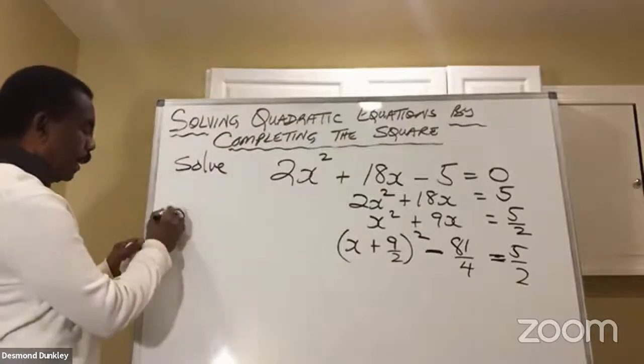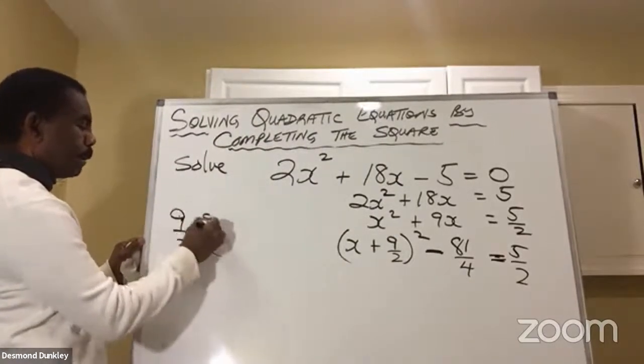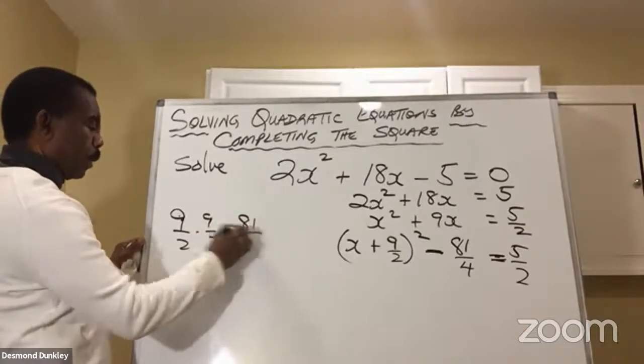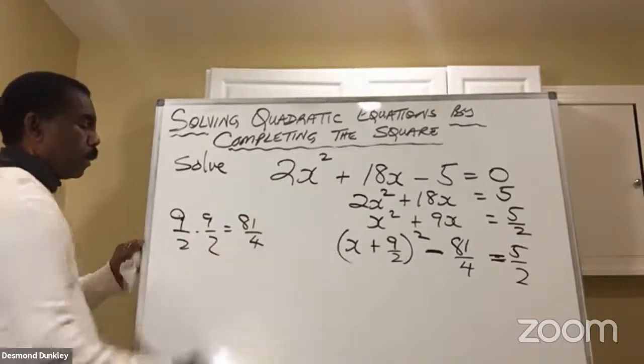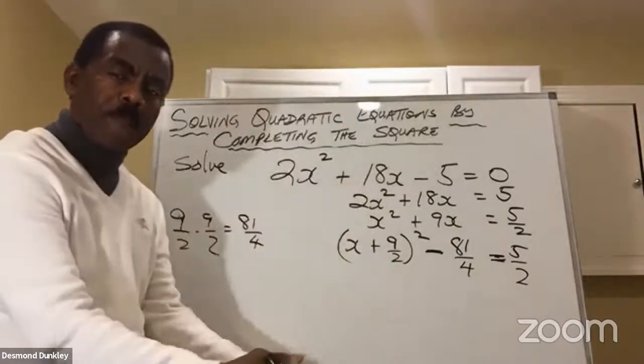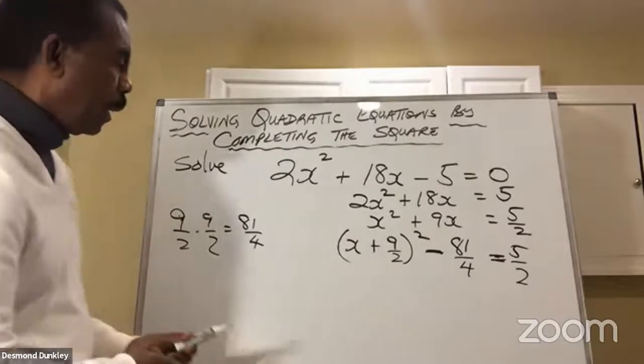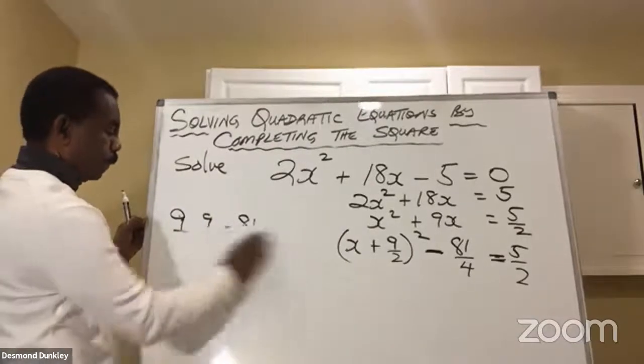Let's double check. 9 over 2 times 9 over 2. 9 times 9, 81. 2 times 2, 4. That's how you multiply fractions. You multiply the numerator, you multiply the denominator. And that's how you get 81 over 4. And we continue.